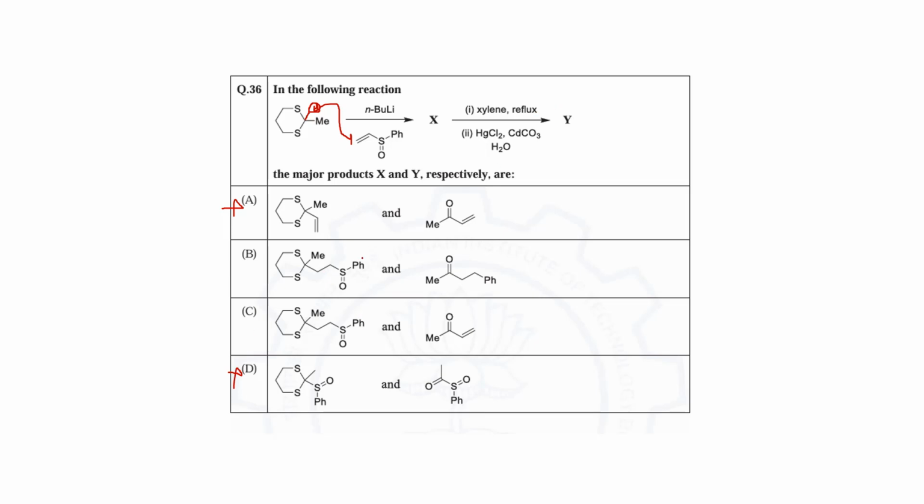Again, if we add xylene, through addition of xylene, if there is a proton here, this takes this proton, this goes here, and this is a Chugaev type of reaction. So this gets removed from the system and forms this thioester kind of compound.